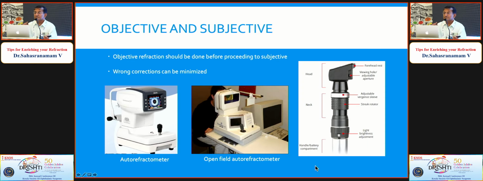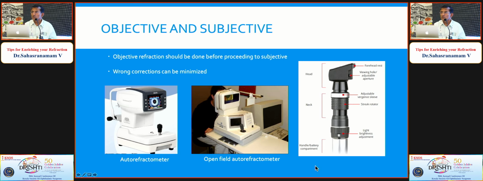Ideally, when you do a refraction, you do an objective one first. For doing retinoscopy, it is not always a must that you should dilate the pupil. If the media is clear and the pupillary diameter is sufficient, especially in almost all young patients with a clear lens, you can do retinoscopy. Ideally, you start with an objective before going to the subjective.